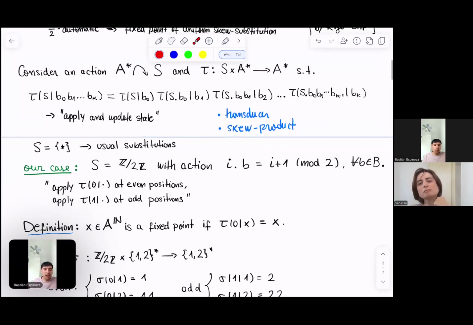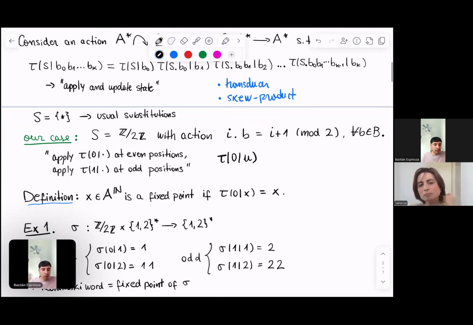In a more intuitive way, what we're doing here is that when we apply a substitution with the state 0 to a word u, then the behavior of this action is saying we apply the substitution with state 0 at even positions, and then the substitution with state 1 at odd positions. So this also, for this particular case, can be seen as what some people call a periodically iterated substitution.